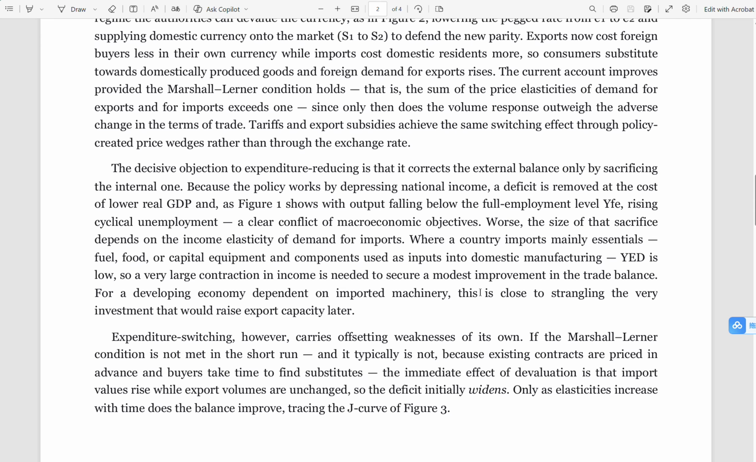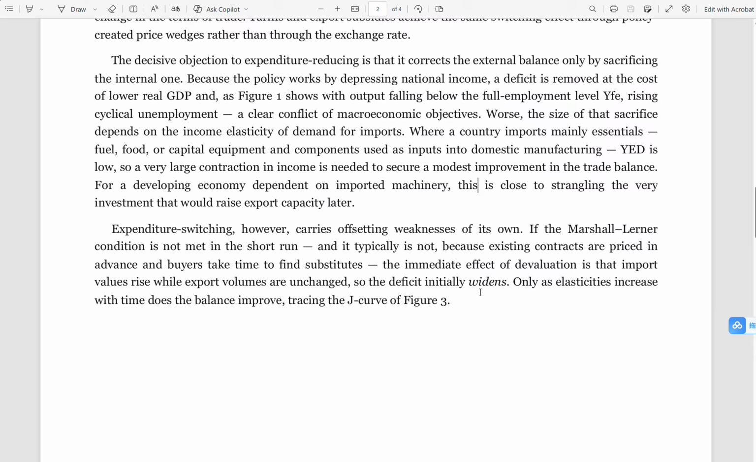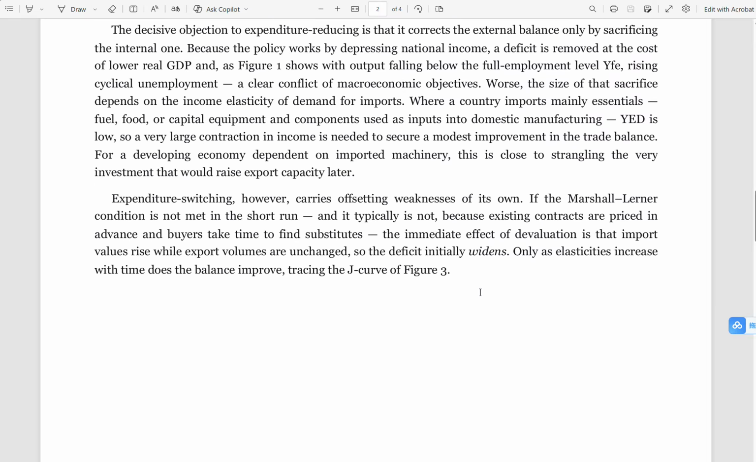Some horrible economic indicators that you need to bite, because sometimes the trade deficit actually goes up because you're so dependent upon foreign imports. So tariffs may not be the best solution in every scenario. Then we're going to talk about expenditure switching policies, however, carries offsetting weakness of its own.